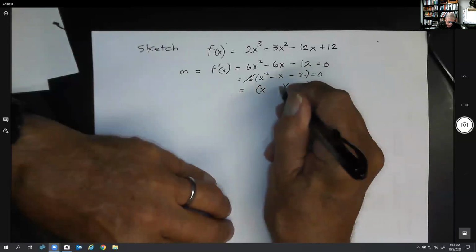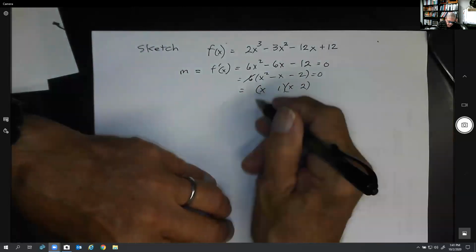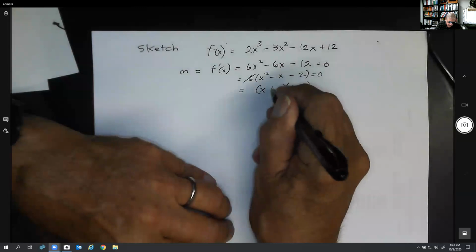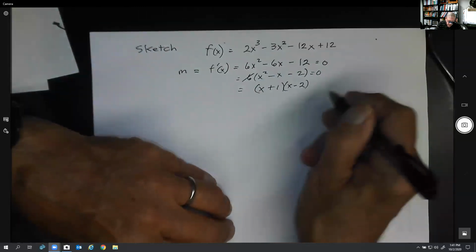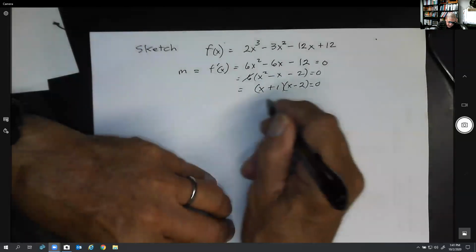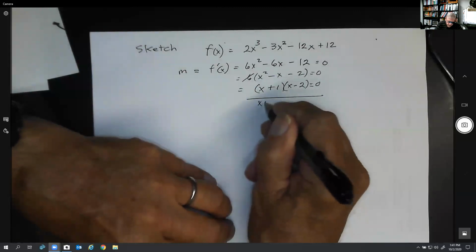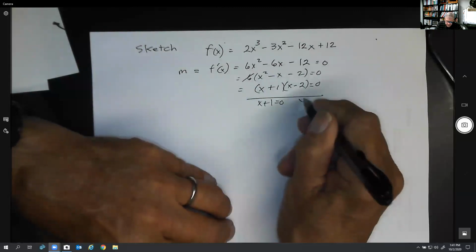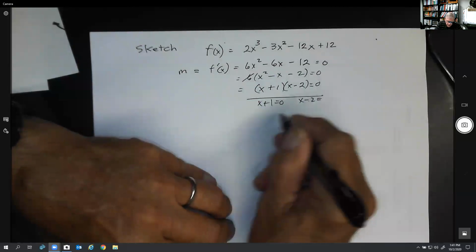So now we're going to factor this down using some of your algebra, x, and factor down the 2, and we get 1 and 2, and play around with our signs, negative and positive. So we factored it out. Then we're going to solve this. X plus 1 equals 0, x minus 2 equals 0.